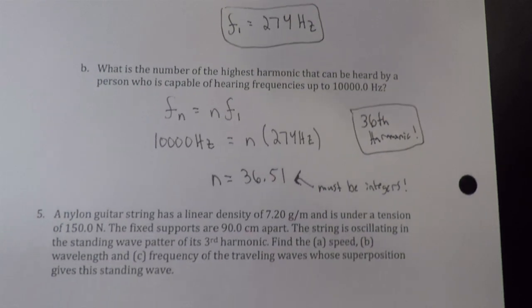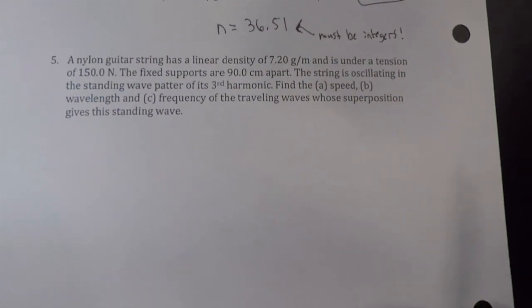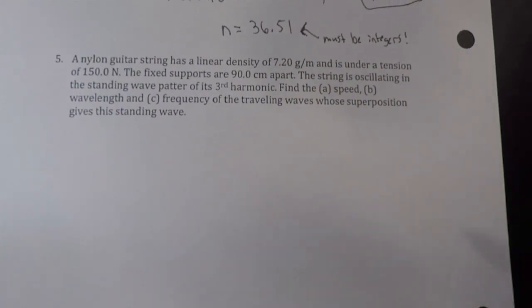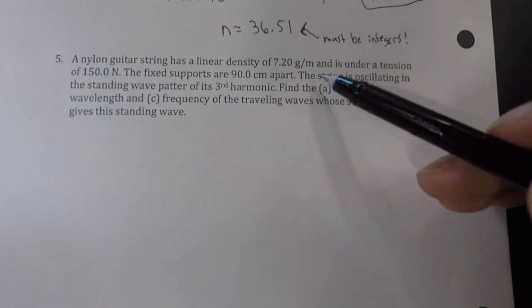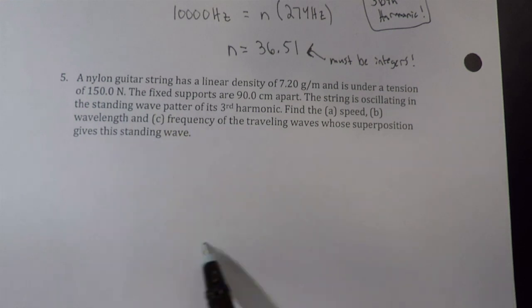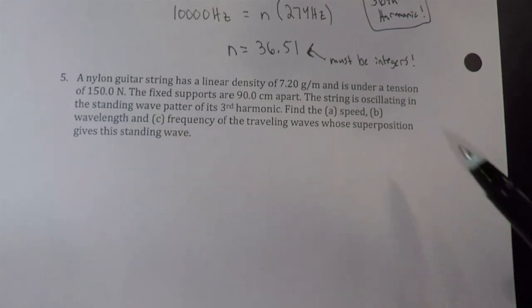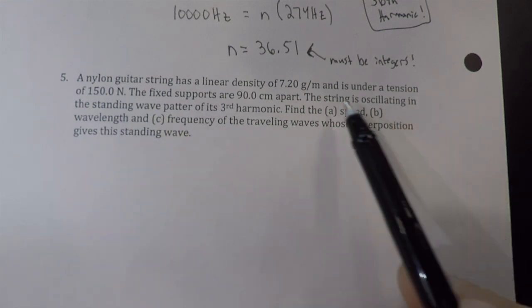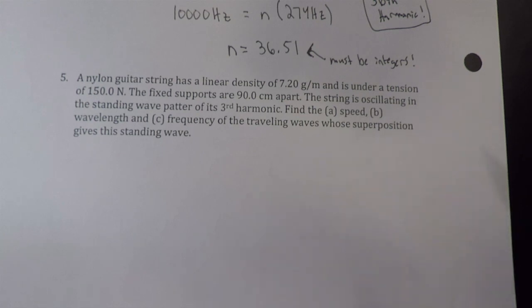Okay. Final example, our last one here, we've got a guitar string. We're given its density, again, grams per meter. Be careful with our units. We're given the tension and the distance between them. And this time, rather than a fundamental, we're told that it's oscillating in the third harmonic.